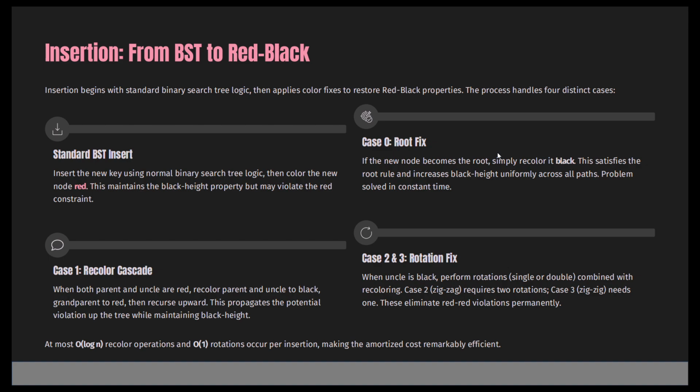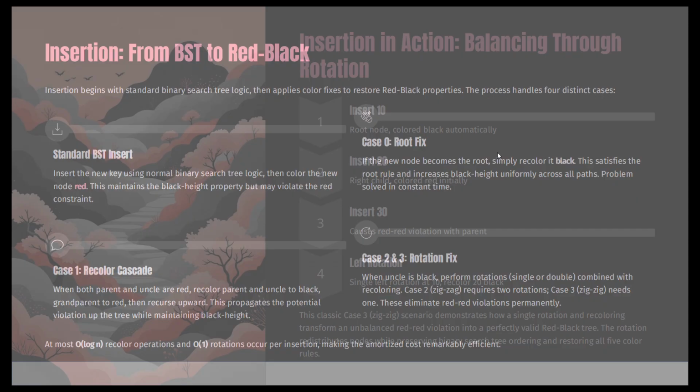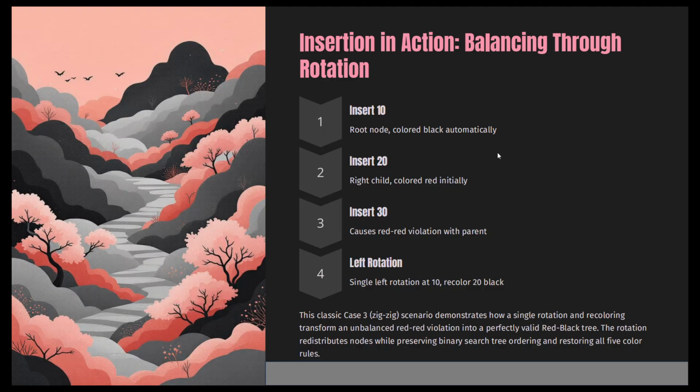Case 2 and Case 3, rotation. If the uncle is black, we perform rotation. Case 2 requires 2 rotations, Case 3 requires 1 rotation. This rotation removes the red violation permanently. In total, insertion requires at most O(log n) recoloring operations and a constant number of rotations. This makes the insertion operation very efficient.